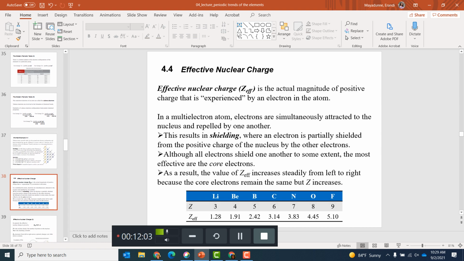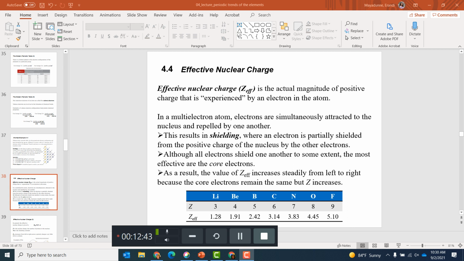Now we are going to the other section, the effective nuclear charge. We are talking about the properties in the periodic table, the characteristics, the trends. Before that, I want you to know what the effective nuclear charge is. The effective nuclear charge is the actual magnitude of positive charge that is experienced by an electron.